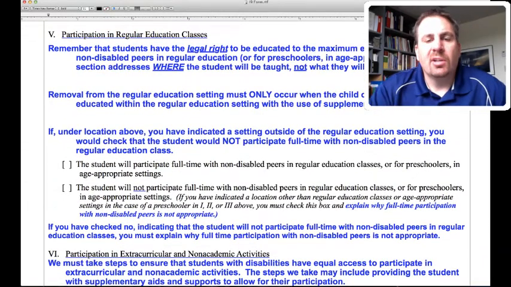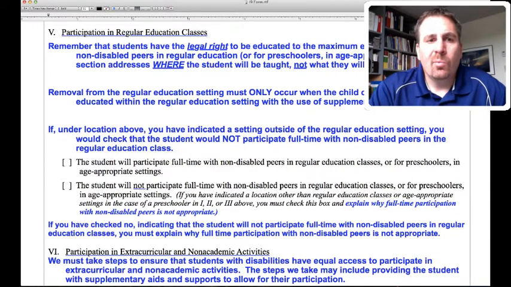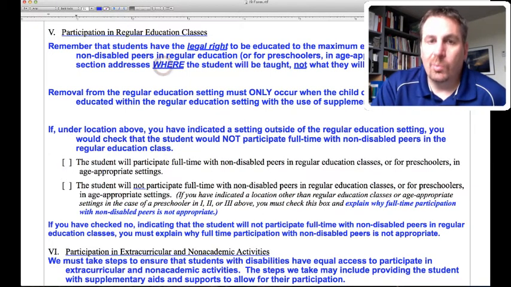Participation in regular education classes. Now remember that all students have a legal right to be educated to the maximum extent that's appropriate with their non-disabled peers within a regular education setting. This question is asking us where the student will be taught, not what they're going to be taught. So this isn't a curriculum question, this is a place question.